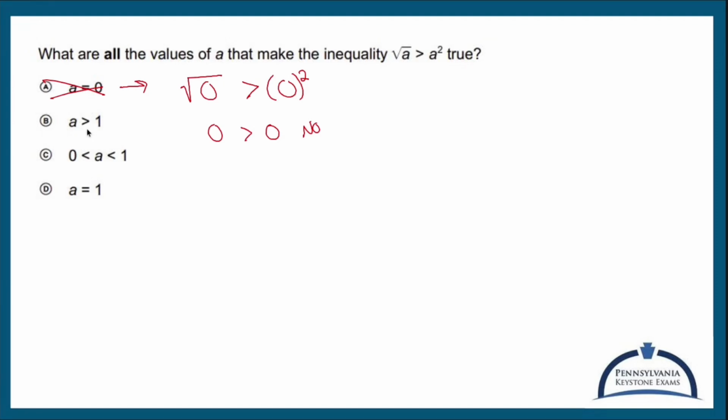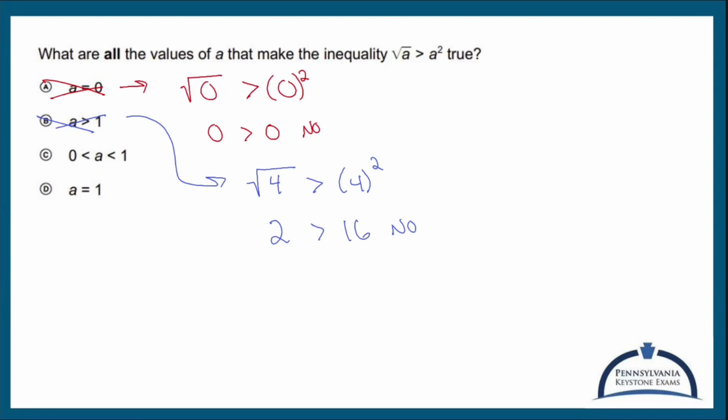So a is bigger than 1 is an option. So let's test out 4. All right, if we're going to square root things, let's use nice numbers like 4. So let's test out B to see if that will work. So we'll let a equal 4 because 4 is bigger than 1, and I can take the square root of it nicely. So the square root of 4 is going to be greater than 4 squared. The square root of 4 is 2. 4 squared is 16. Is 2 greater than 16? No. So B is not an option.